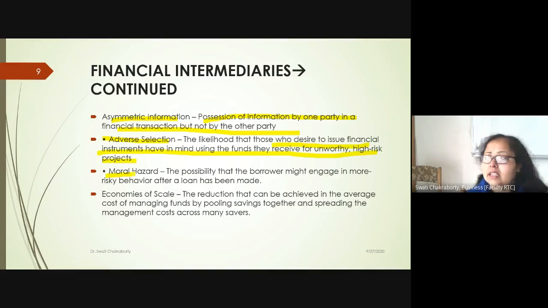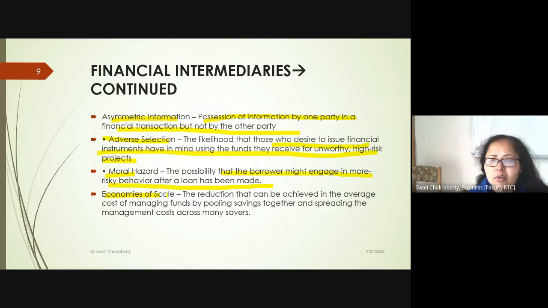Moral hazard is the possibility that borrowers who are borrowing funds might engage in more risky behavior after a loan has been made. Before that, they do not say so, but after the loan is in, they use it in some risky projects, which may lead to problems.